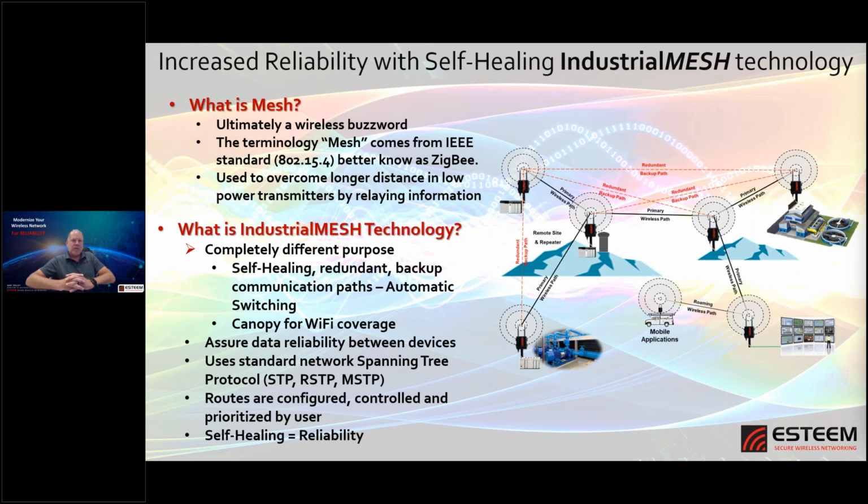At the end of the day, what we're trying to do is ensure that we've got data reliability between devices. That's really what you, the customer, or your customer is looking for. And how we function with this is that it uses a very standard network protocol, spanning tree protocol. There are actually 3 flavors of this that we support: spanning tree protocol, rapid spanning tree, and multi-spanning tree protocol. We'll get into how that functions in just a minute.